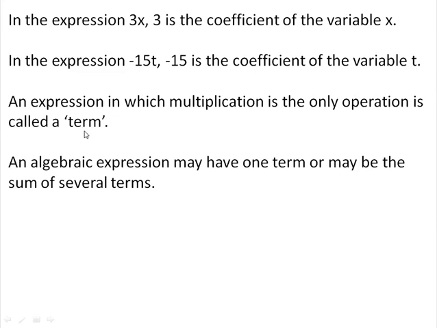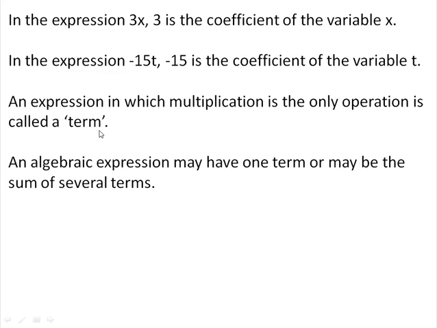Now what is a term? An expression in which multiplication is the only operation is called a term. Now if you look at this expression 3x, there is multiplication between 3 and x. That is, multiplication is the only operation in this expression. So this is one term. Similarly, in the expression negative 15t, there is multiplication between negative 15 and t. So this is again only one term, that is negative 15t.